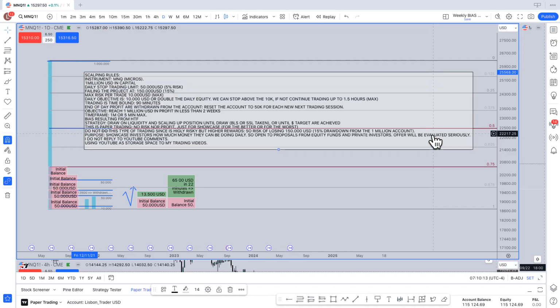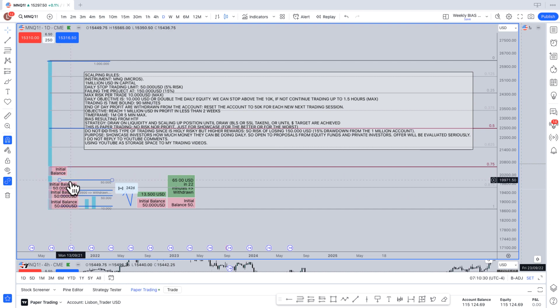So as a summary, this is a scalping strategy. Instrument is NQ, so Nasdaq. One million in total capital. Every day we start with a 50,000 US dollar initial balance.